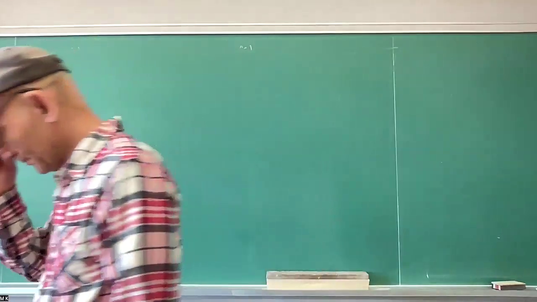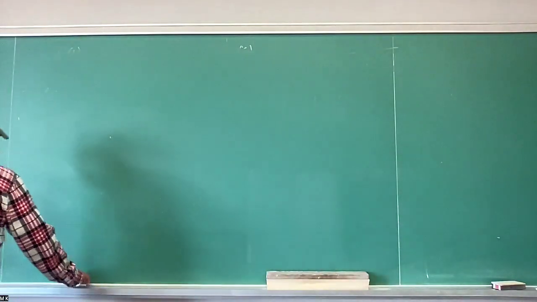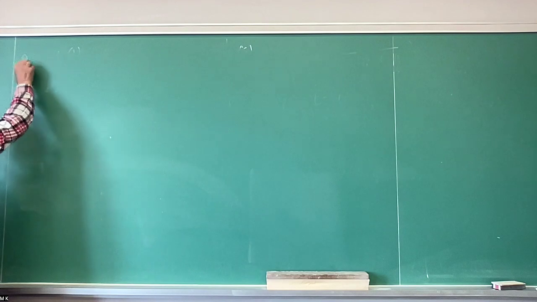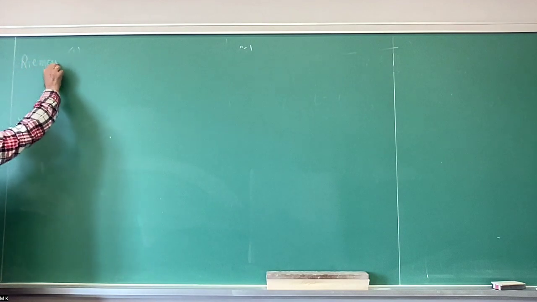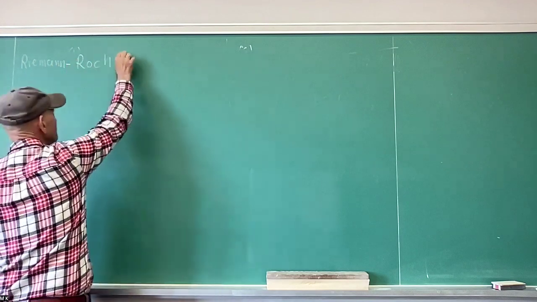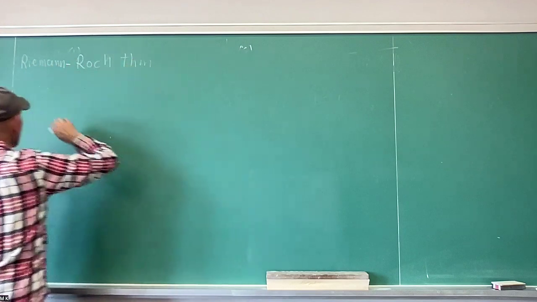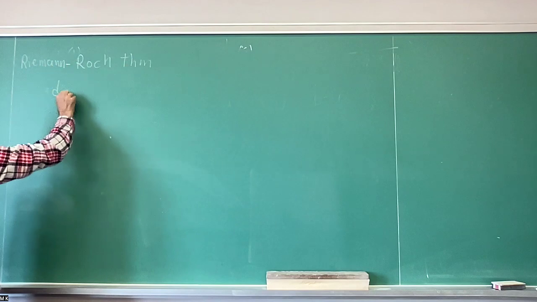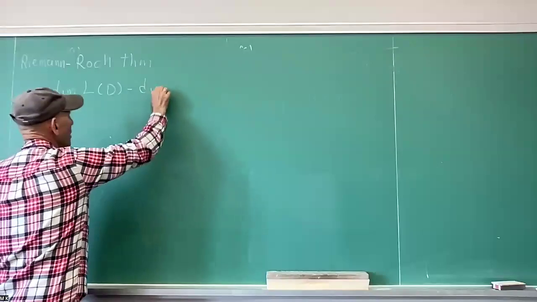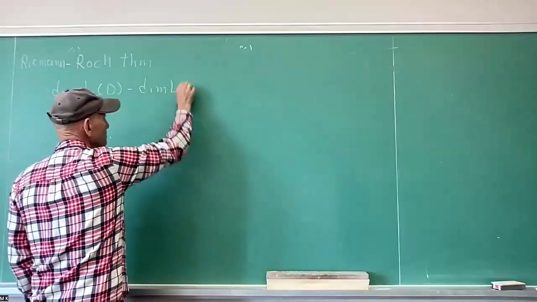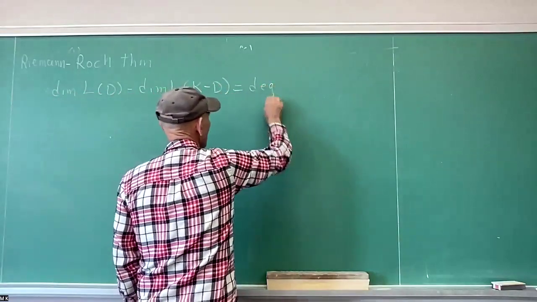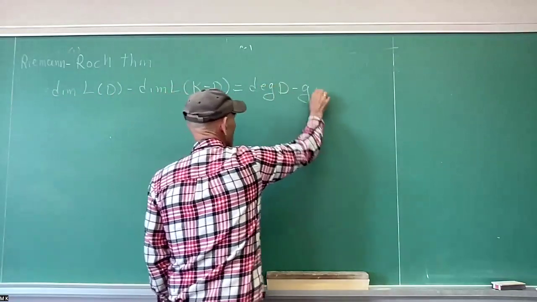Yeah, so you remember we essentially proved Riemann-Roch, right? So the Riemann-Roch theorem. This was the statement that the dimension of L of D minus the dimension of L of K minus D is equal to the degree of D minus G plus 1.